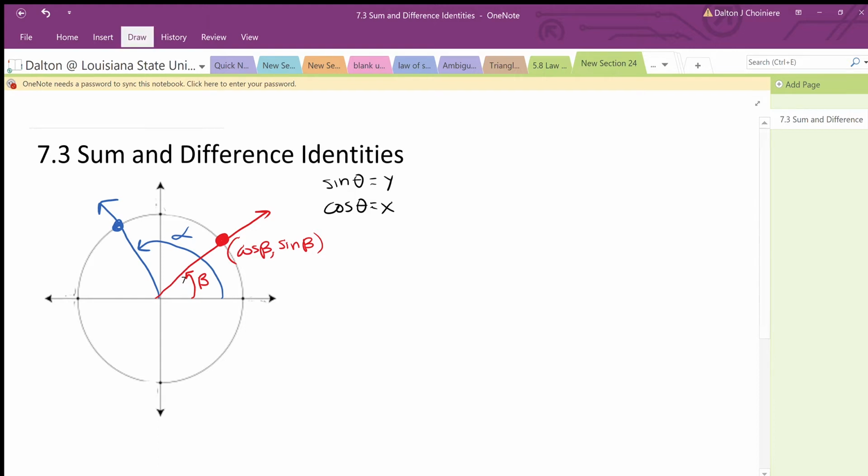And I could do the same for the blue coordinates. Instead of calling it x and y, I know x's can be written as a cosine, so this one would be cosine of alpha, comma, the sine of alpha. So that's its x and y coordinates.